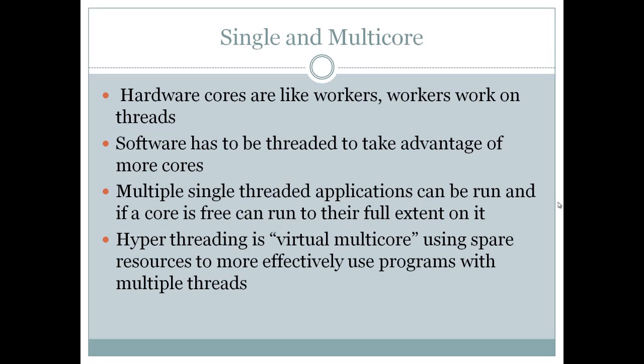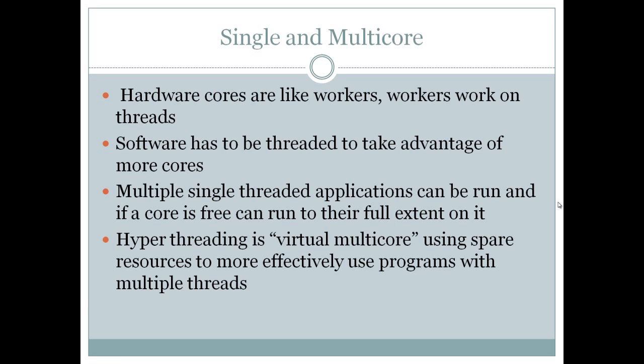If software is not programmed to take advantage of multiple cores, the only benefit it will get from having multiple cores is the fact that it will have a processing core completely free. Now you have to think of a core like a separate processor. The only difference is it's all contained in one package and it's sharing some resources. But as far as the actual execution, it's like having multiple processors. Multiple single-threaded applications you can run on free cores, and they can take full use of those cores.